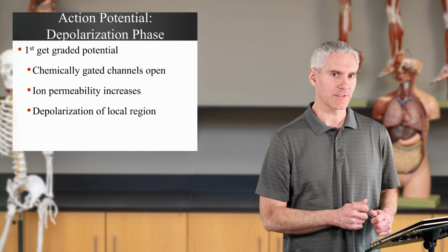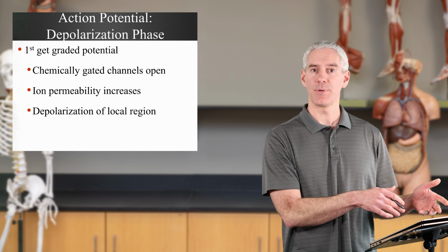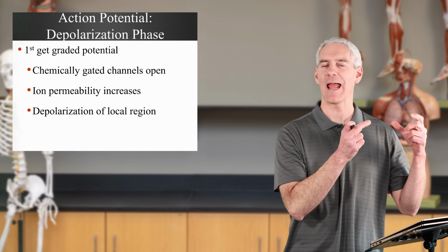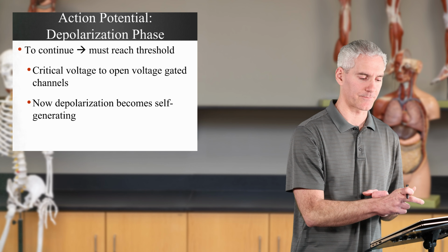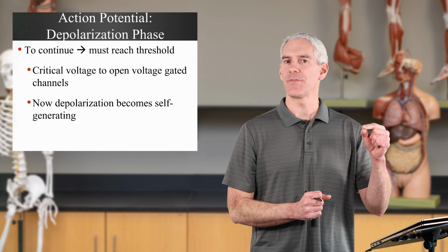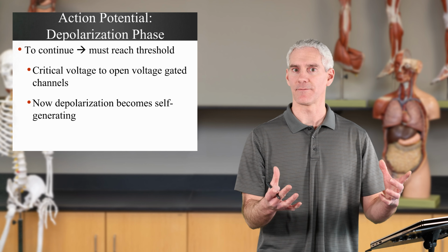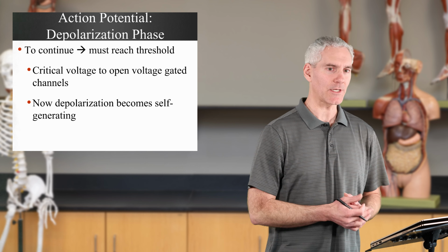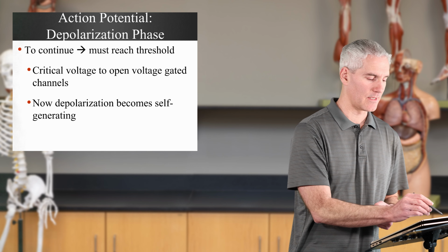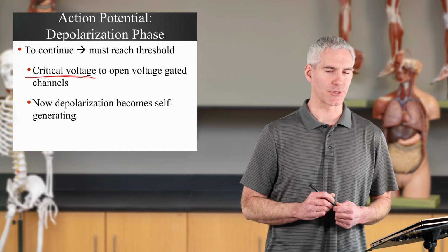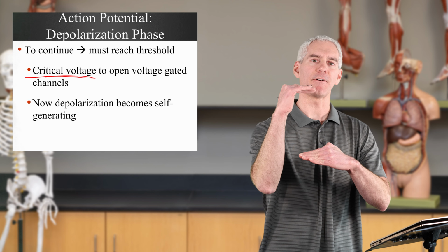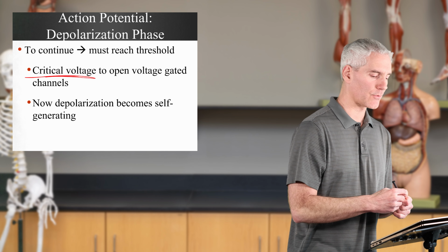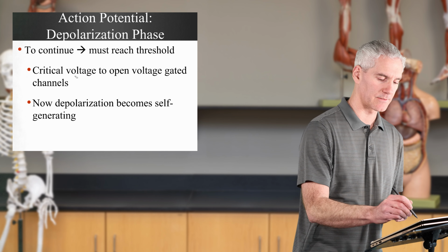These chemically gated channels open. Ion permeability is changing now, allowing the movement of ions, and those local regions are depolarizing. If those local regions depolarize enough, so enough of those graded potentials add together and reach threshold, then the critical voltage has been reached. You've reached negative 55 millivolts. So that is your threshold, the negative 55 millivolts.